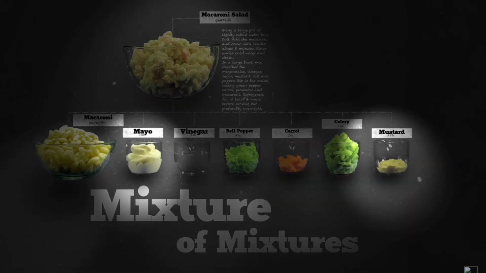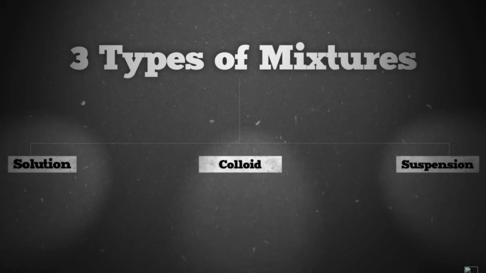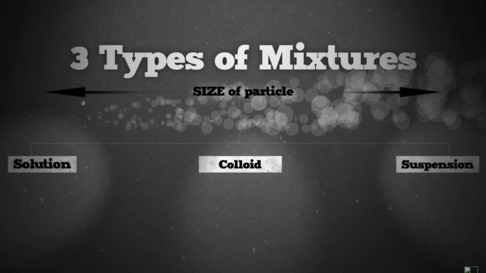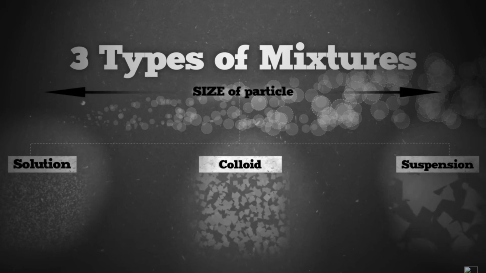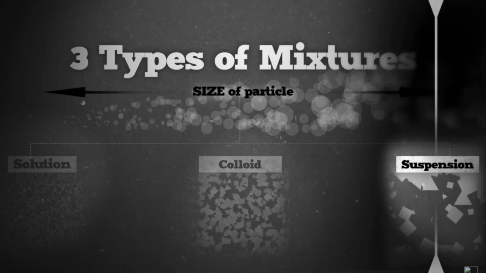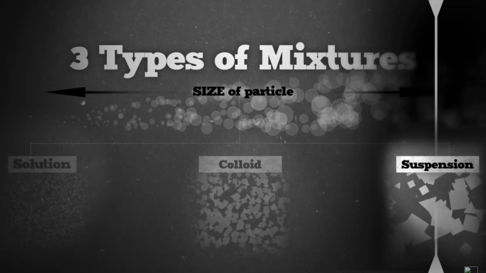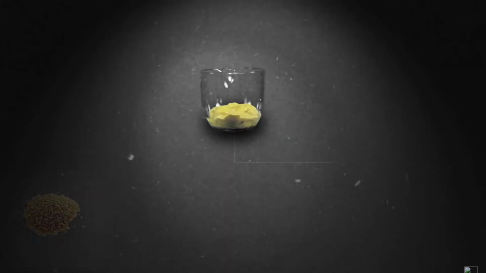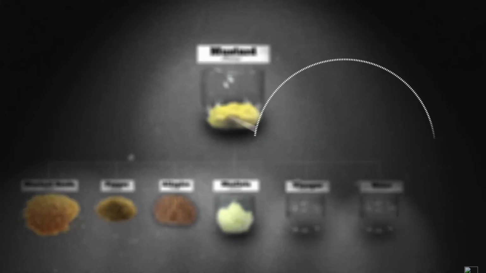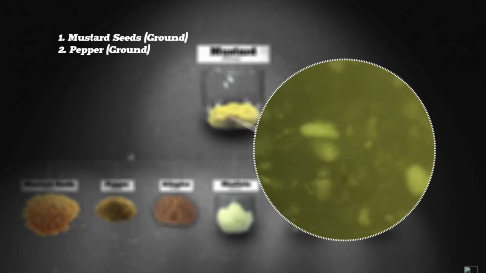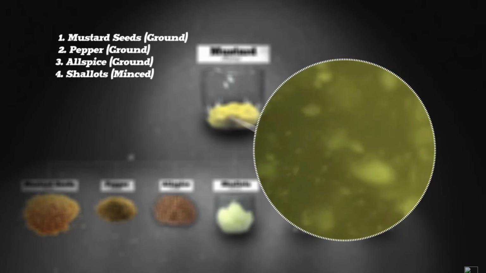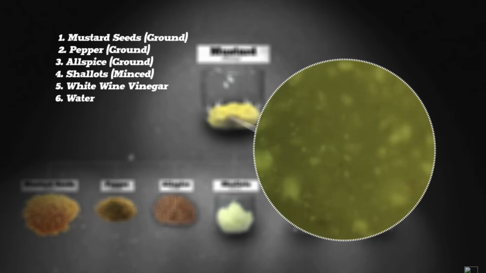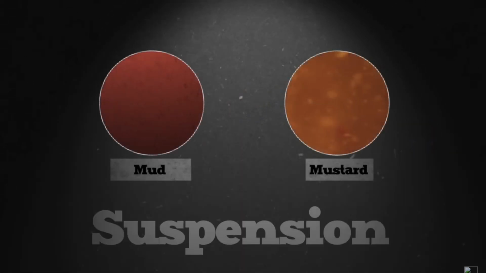and mustard, are already mixtures themselves, which is nice for us because if we look closely, we'll see the three main types of mixtures that exist. The size of the particles in a mixture determines the type of mixture. On one end of the scale is a suspension, like our muddy water example. You get this if you take big chunks of something and mix it with something else, so those chunks are just floating around. Take runny mustard, for example. You'll see a bunch of little particles like mustard seeds, pepper, allspice, and minced shallots all floating around in a liquid, in this case, vinegar and water. This is called a suspension because you've got particles of one thing suspended in another.